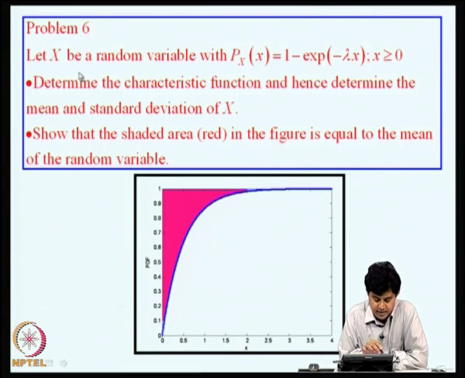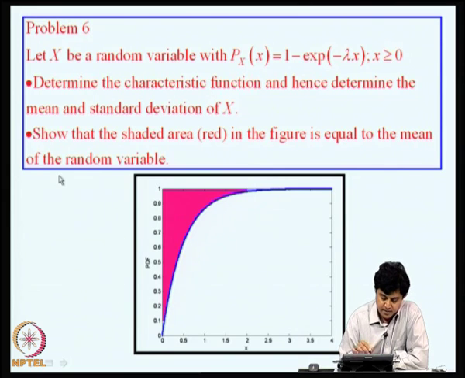Now, let us consider x to be a random variable which is exponentially distributed with parameter lambda. X takes values from 0 to infinity. The question that we need to answer is: determine the characteristic function and hence determine the mean and standard deviation of x, and show that the shaded area in the figure is equal to the mean of the random variable. Mind you, this is the probability distribution function, and what we are asking is that the area under 1 minus P of x dx, as shown here through the shaded region, is actually the mean of this random variable.